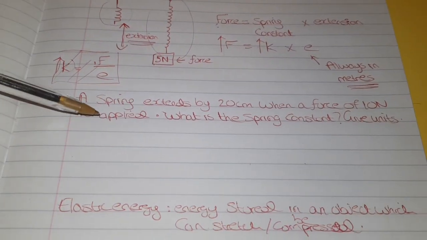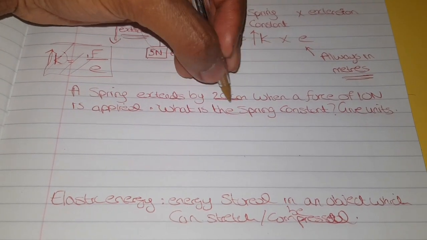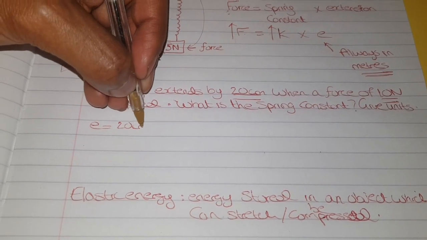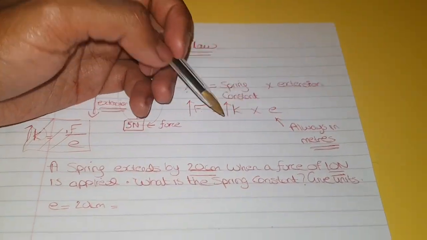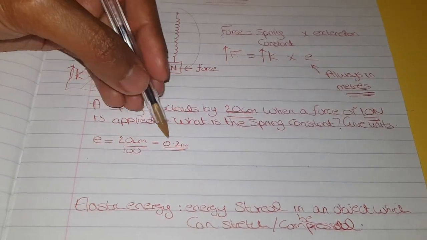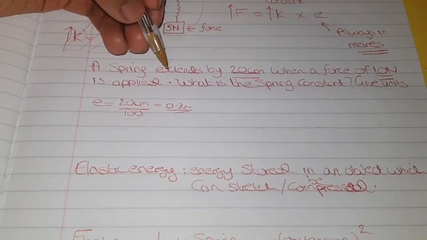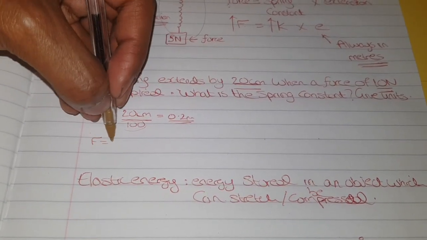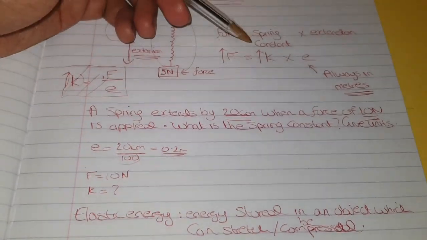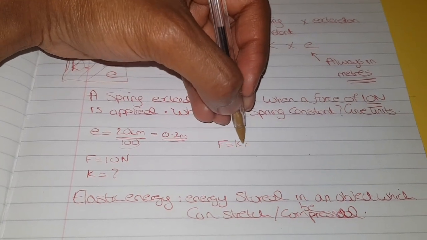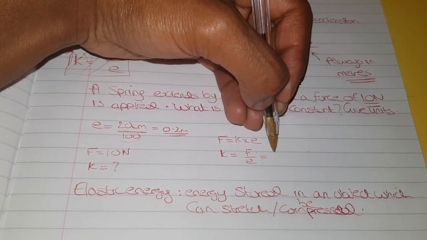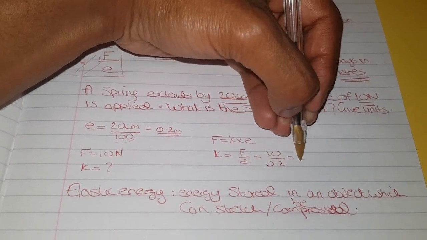So if we look at this question very quickly, underline all the numbers we have. We know that extension is equal to 20 centimeters, but we always deal with extension in meters. So changing it to meters, we divide it by 100, you get 0.2 meters. So centimeters to meters, always divide by 100. What else do we have? We got our force F is 10 newtons, and we want the spring constant, which is K. So all we do is we use Hooke's law. F equals KE. So rearranging for K, K is equal to F over E. And you have 10 divided by 0.2, which gives you 50.